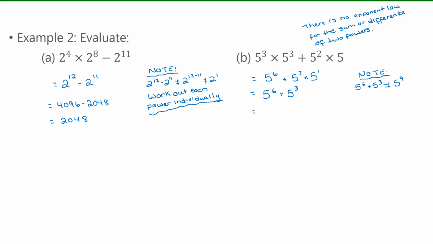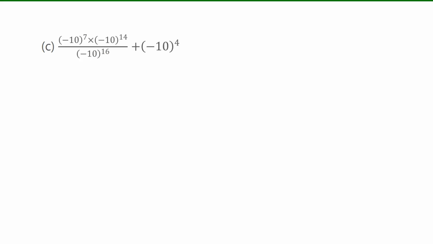So now 5 to the 6 is 15,625, and 5 cubed is 125. Adding that together, we get 15,750. Now for C, we will start by adding the exponents together in the numerator. 7 plus 14 is 21. Now we will subtract the exponents since we're dividing. 21 take away 16 is 5.